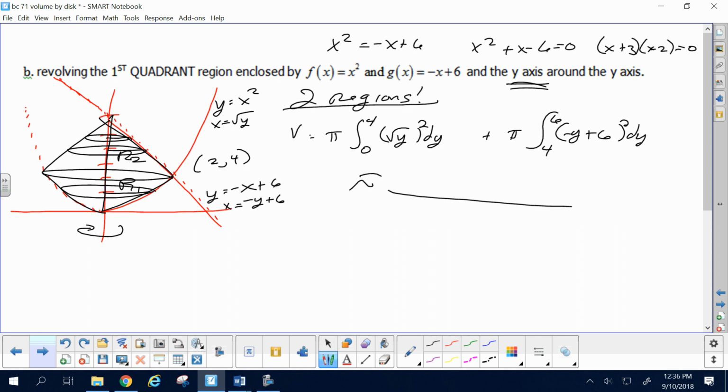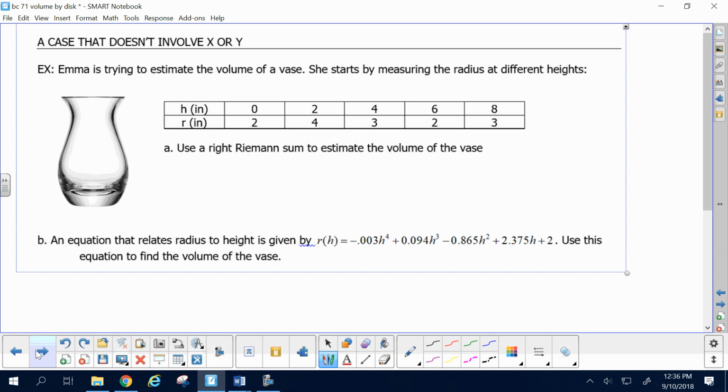Cool. All right, let's go to a little more fun. All right, Emma is trying to estimate the volume of a vase. Now, rather than do displacement or something like this, all she's got in hand is a bendy tape measure, like a sewing tape measure or a cloth tape measure. Emma's trying to estimate the volume.